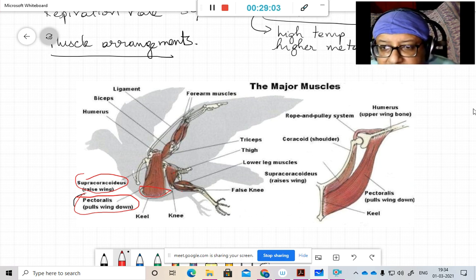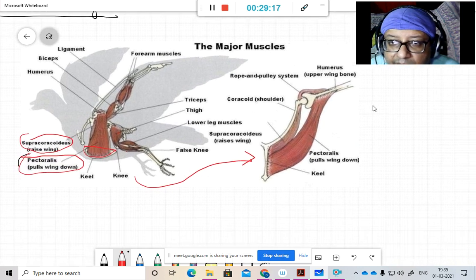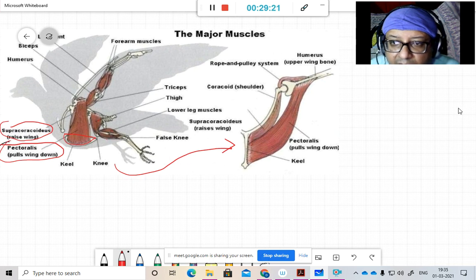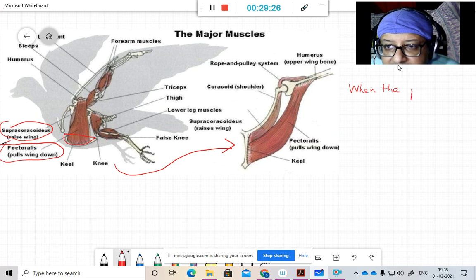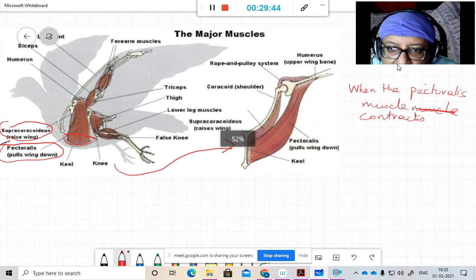So if we look at the muscles in this part in more detail, you see the pectoralis muscle. When this muscle contracts, when the pectoralis muscle contracts, contracts means this becomes smaller.